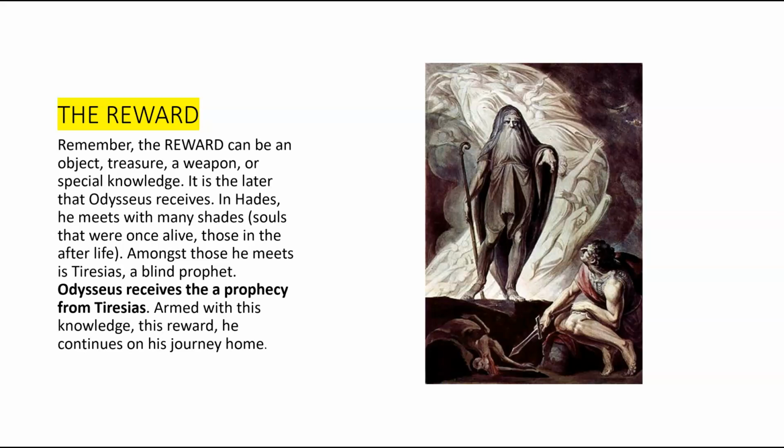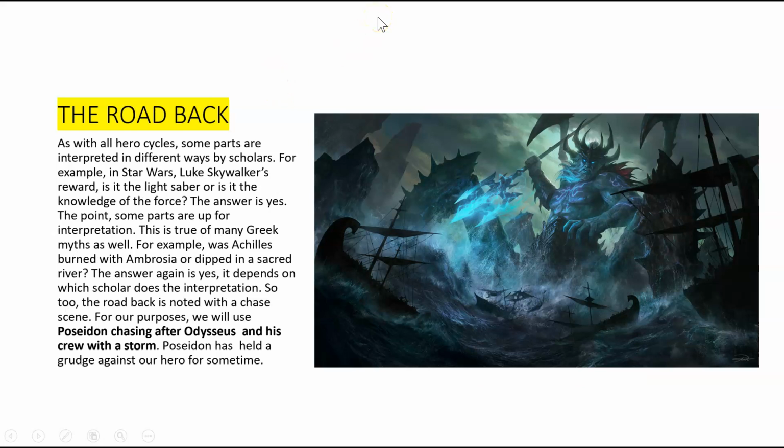He goes there and meets Tiresias. Tiresias is a blind prophet, which is rather ironic because he has special sight, but of course he is blind. Tiresias gives him a prophecy. The prophecy basically says, if you do this, you'll get home quick. If you don't, it's going to be a rough way to go. So he knows what he needs to do. He gets this knowledge from Tiresias. That is the reward, the Tiresian prophecy. The road back.